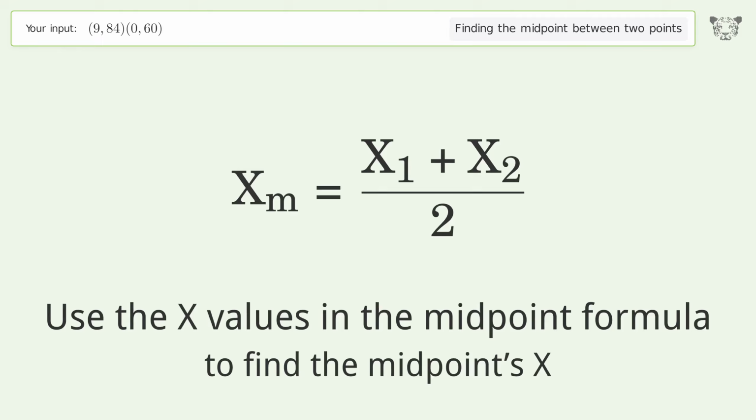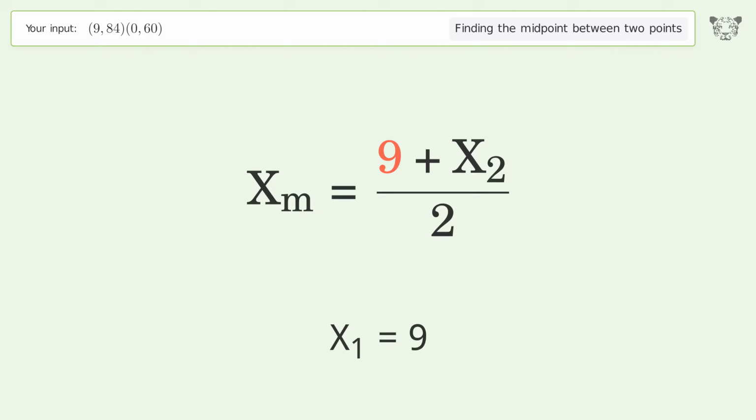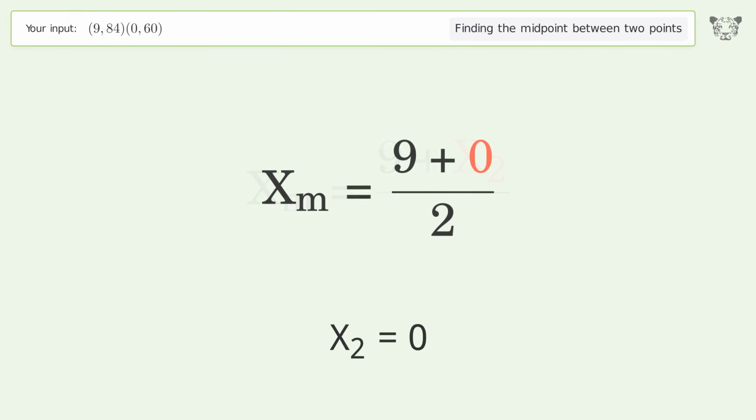Use the x values in the midpoint formula to find the midpoint's x. x1 equals 9. x2 equals 0. Simplify the arithmetic.